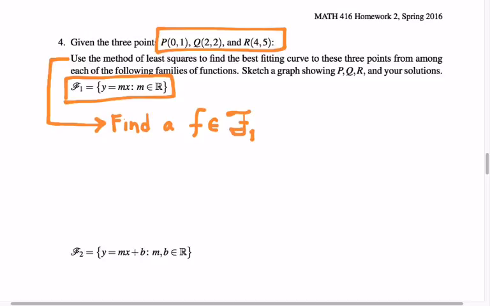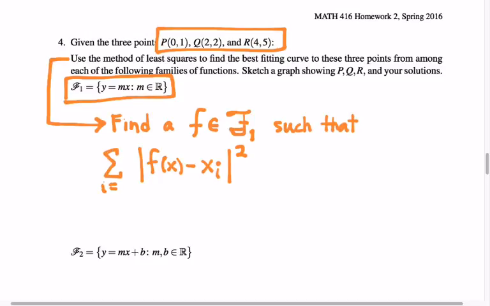And least squares means the following. Find an f such that the difference between f, let's say f of x, and the x-coordinate of each of our data points, so if I say this is x1, x2, and x3, or 0, 2, and 4 in this example, if I take that difference and I square it, so that's where the squares part comes in, and then I add those all up, then this quantity, I have 3 data points, so that's going to be a sum i equals 1 to 3, then this quantity tells us how far away our function is from each of our data points.